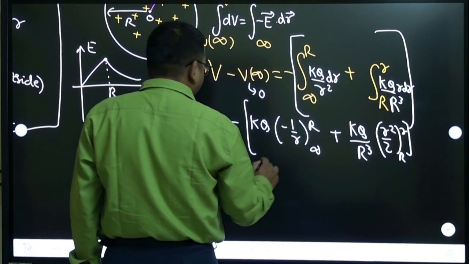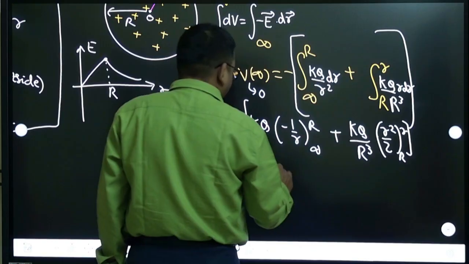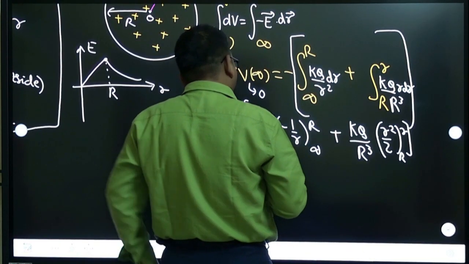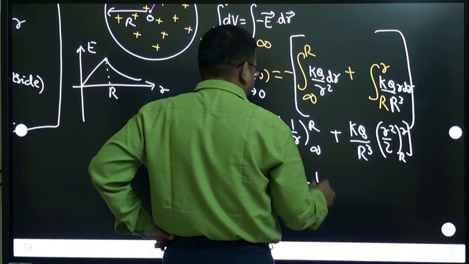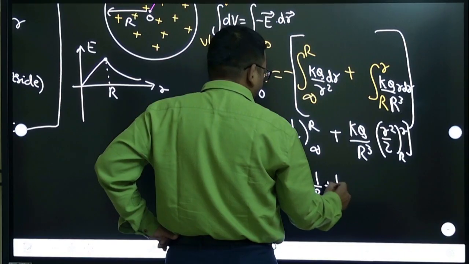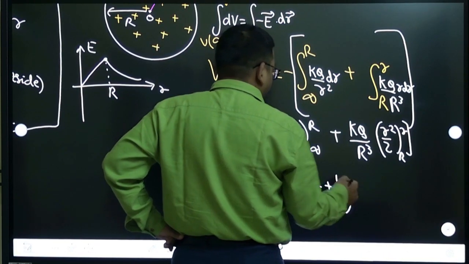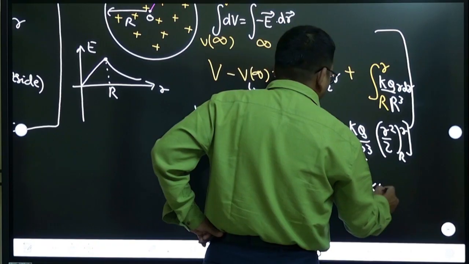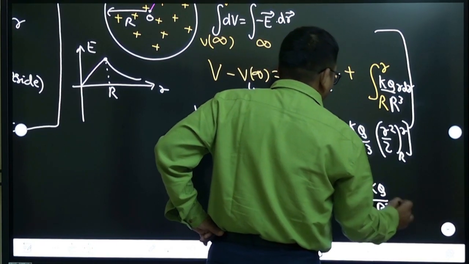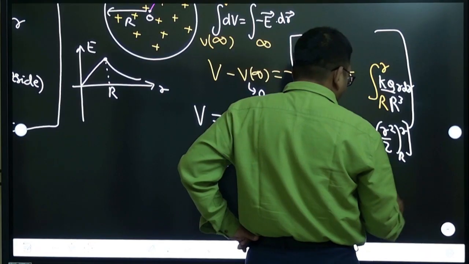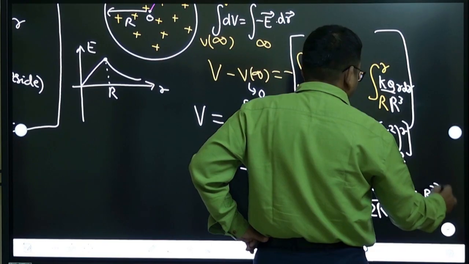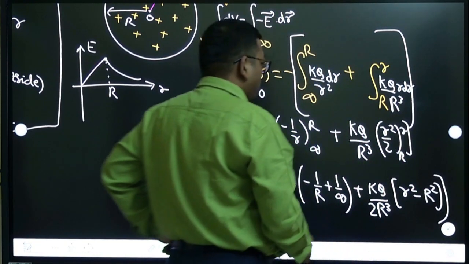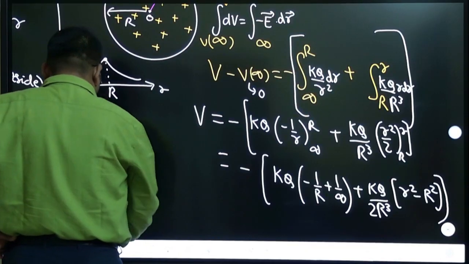So this will come minus kq, and when you do integration you have to put minus 1 by r. Minus means plus 1 by infinity. This term comes here, kq by r cube. Substitute 2 also, take it out. Substitute the upper limit, r square minus capital R square. Okay, let us try to solve it.